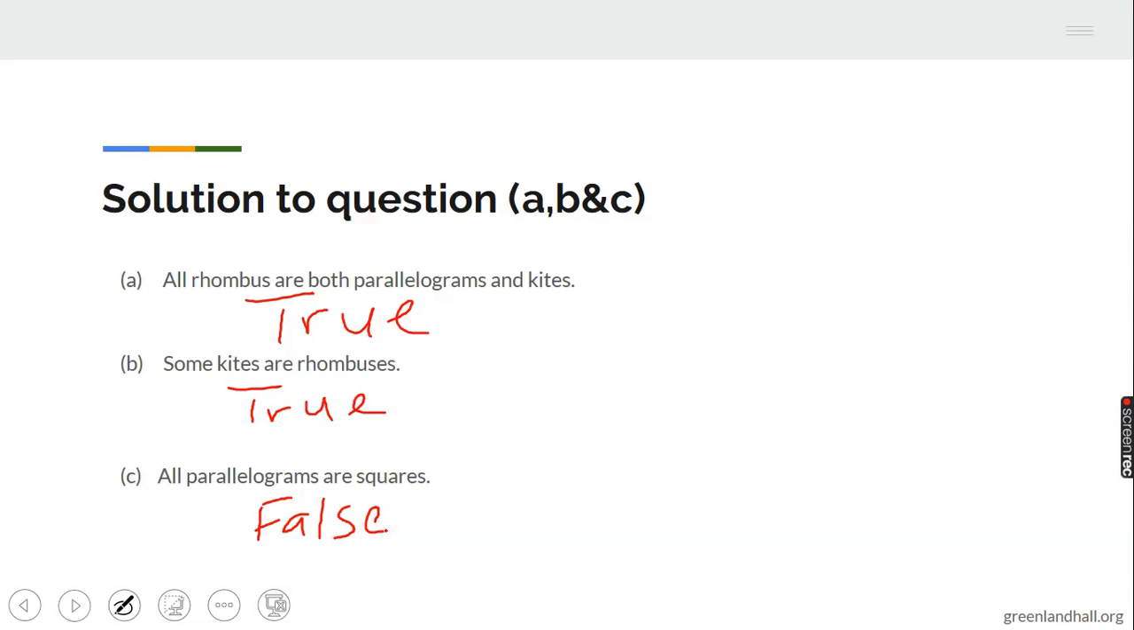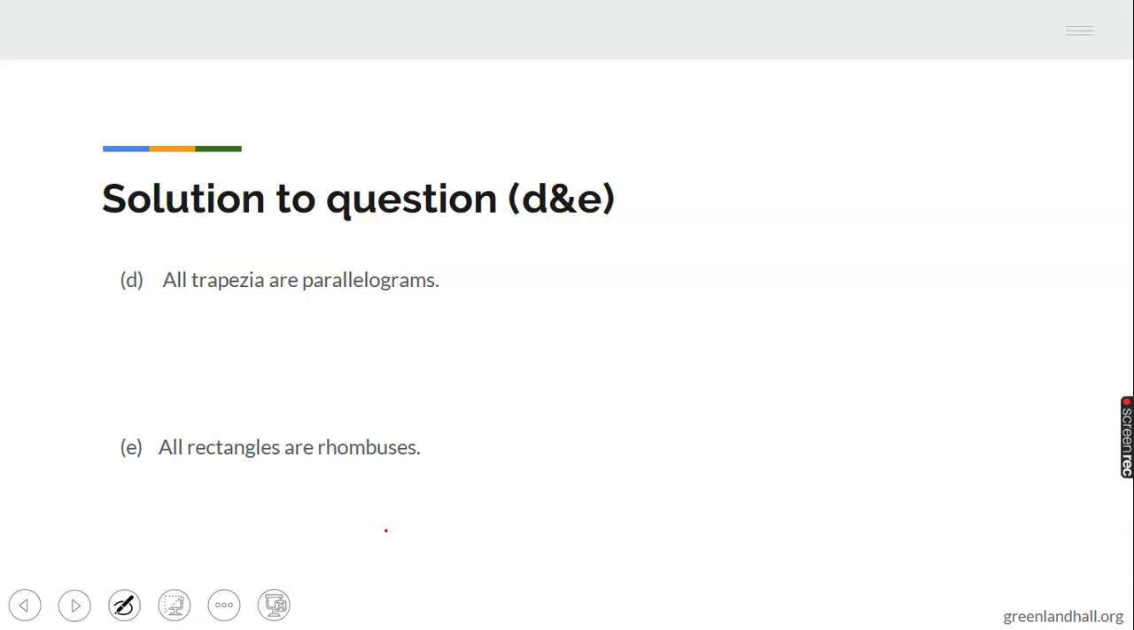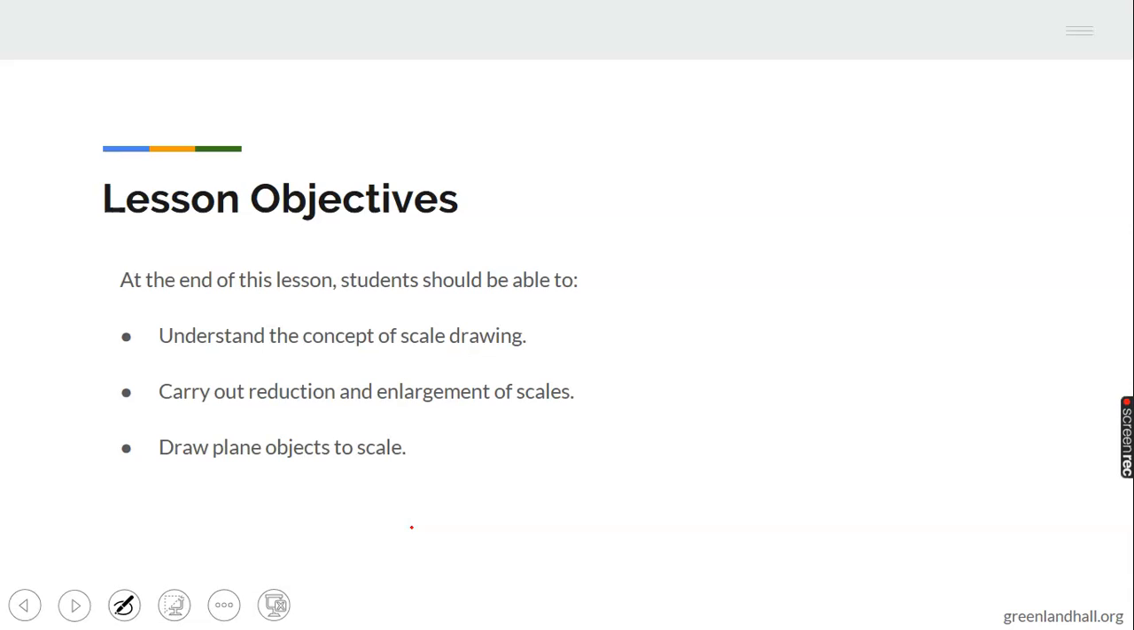A parallelogram has two opposite sides equal to each other, while a square has all its sides equal. Now, all trapezia are parallelograms. This is not true. What is the meaning of trapezia? One is a trapezium, more than one is trapezia. All rectangles are rhombuses. This is not true either, because a rhombus has all its sides equal, while rectangles have only two opposite sides equal.